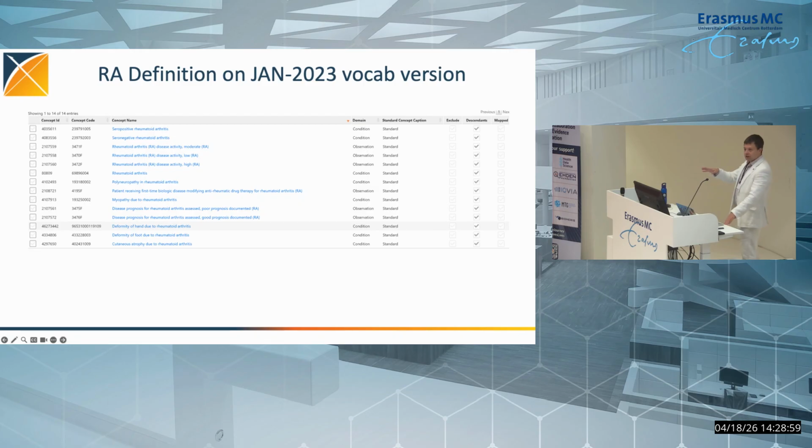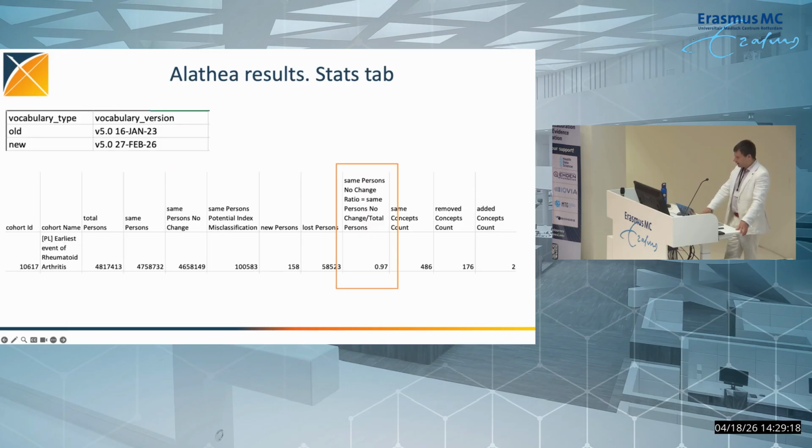So let's review it. It looks at concept sets, not at the cohort structure, because concept sets are what change due to vocabulary, right? And this is a concept set of rheumatoid arthritis based on the January 2023 vocabulary. Here we run the tool. It's an R package, you just press Control A, Control Enter, and then you get the results. You see the vocabulary versions you used, and then the stats tab.